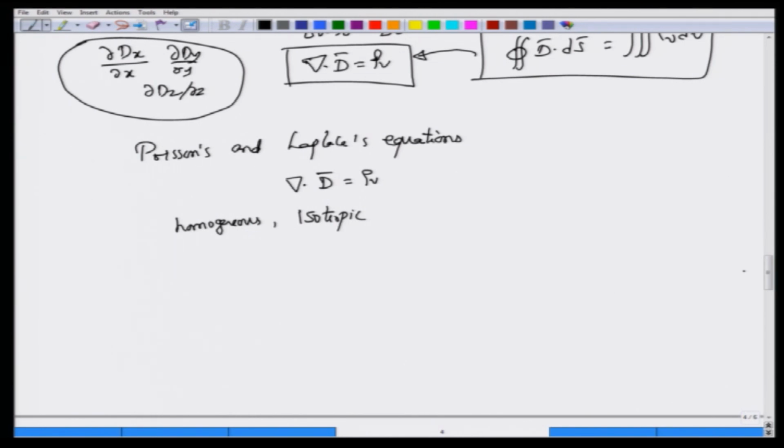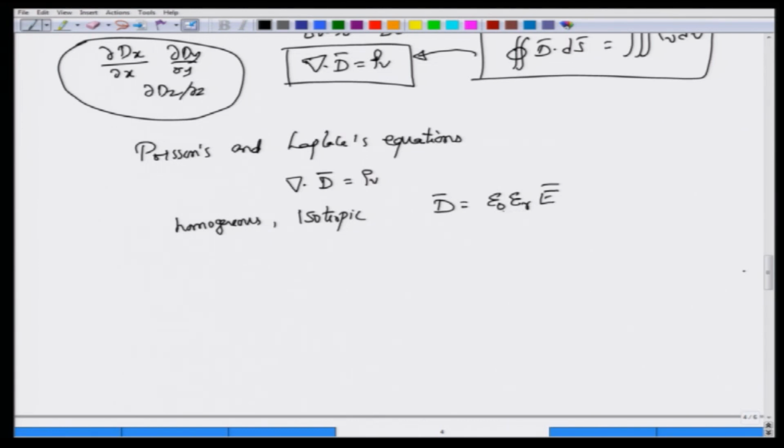If you consider such a homogeneous, isotropic and static medium, that is, the medium properties are not varying with time, then I can write the relation between D and E in its general terms as epsilon 0 epsilon r times E. We will say more about the relative permittivity epsilon r later, but for now D is equal to epsilon 0 epsilon r E, and epsilon r is just a number.